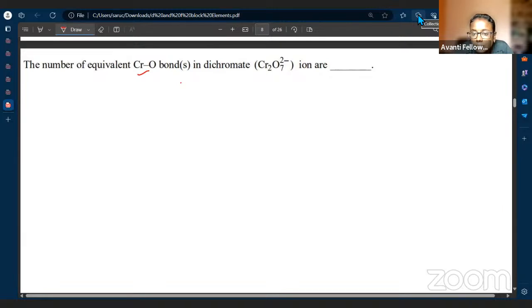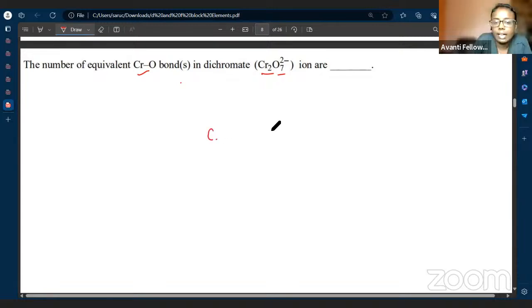Yes. Does anyone have the answer? Okay, so we'll draw the structure for Cr2. Okay, I'll tell you on that.